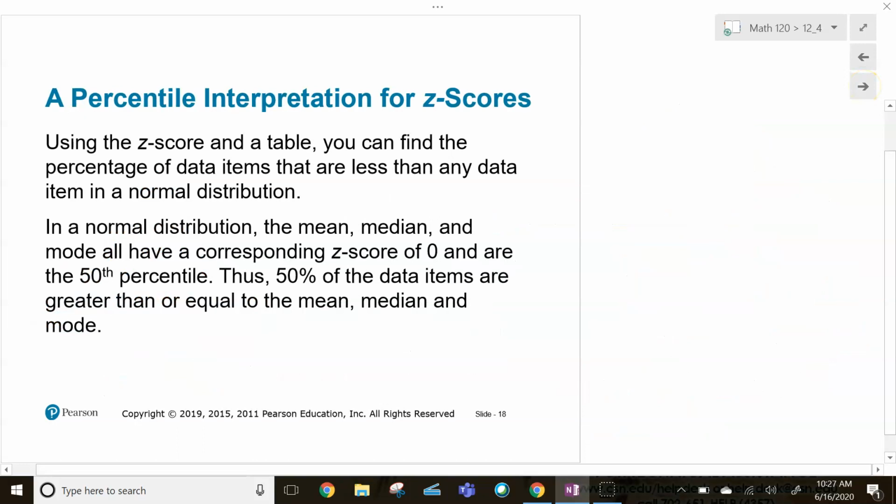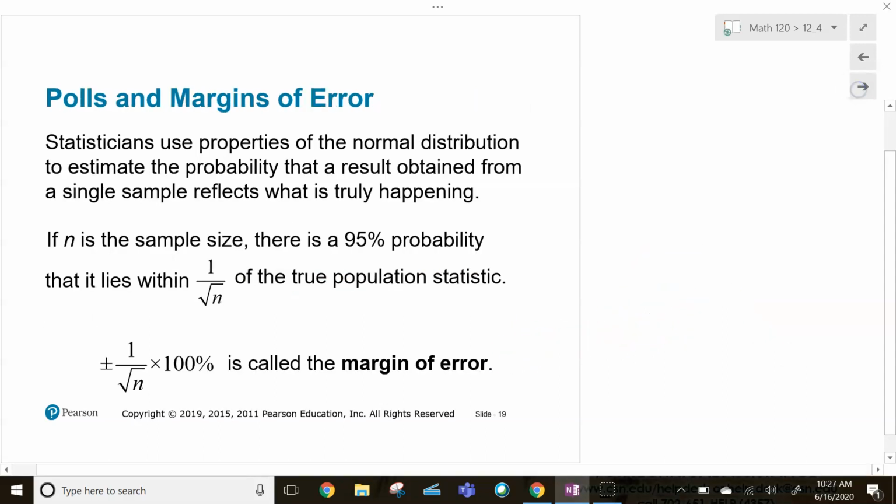All right, using the z-score and a table, we can find the percentage of data items that are less than any data item in a normal distribution. And we talked about the mean, median, mode, right in the middle. 50% of the data is all below there.